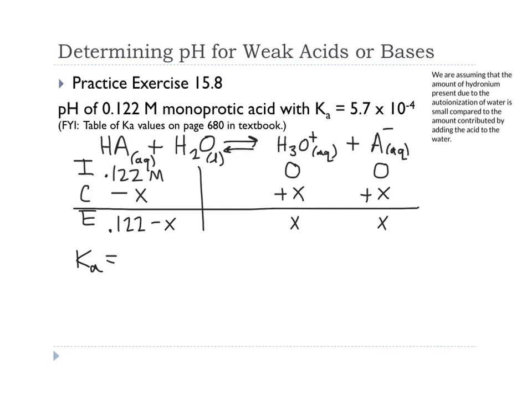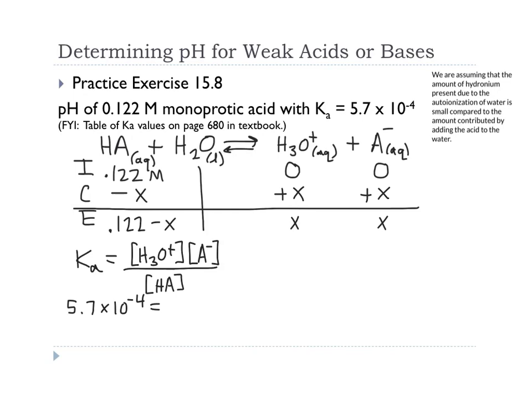Keeping in mind you only include things that are aqueous, the Ka expression is hydronium concentration times the conjugate base concentration divided by the original acid concentration. So products over reactants, and all the exponents are 1, so that makes it a little easier. Plug in what we know. The value of Ka was given to us as 5.7 times 10 to the negative 4th.